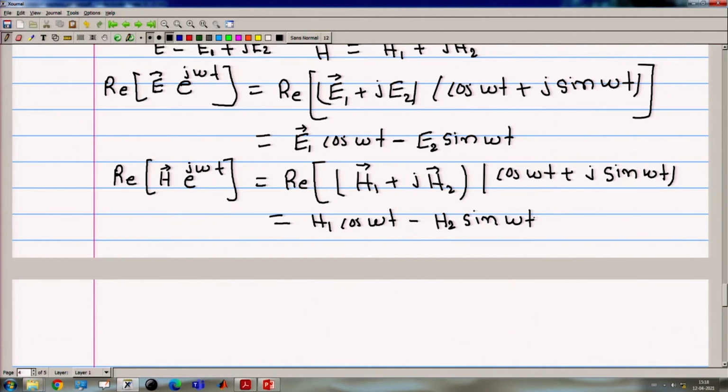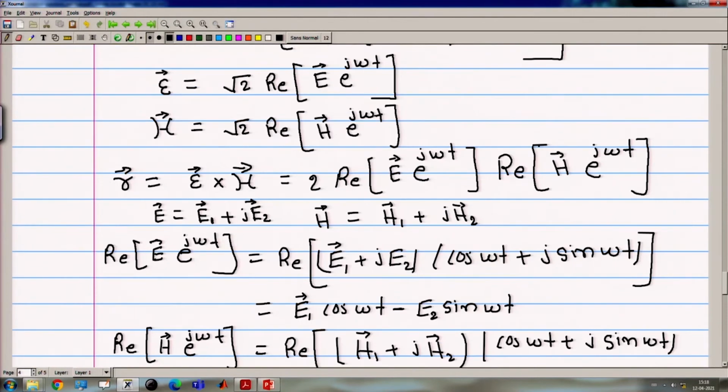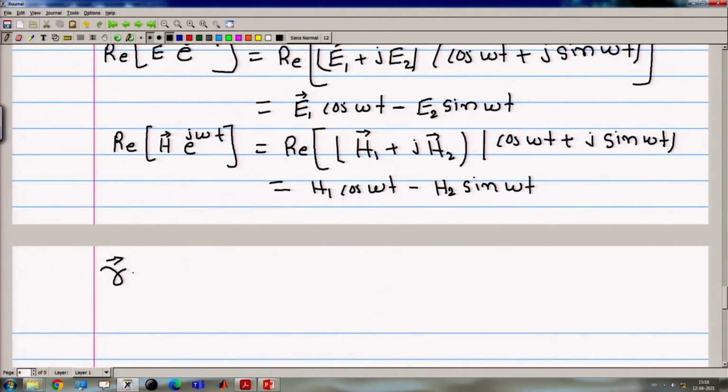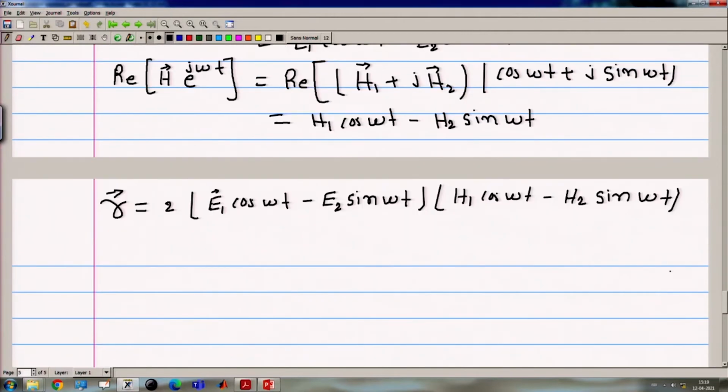Now, for the Poynting vector, r equals 2 into the real part of E e to the power j omega t times the real part of H e to the power j omega t. So, we can write these two equations as r equal to 2 times (E1 cos omega t minus E2 sin omega t) into (H1 cos omega t minus H2 sin omega t).